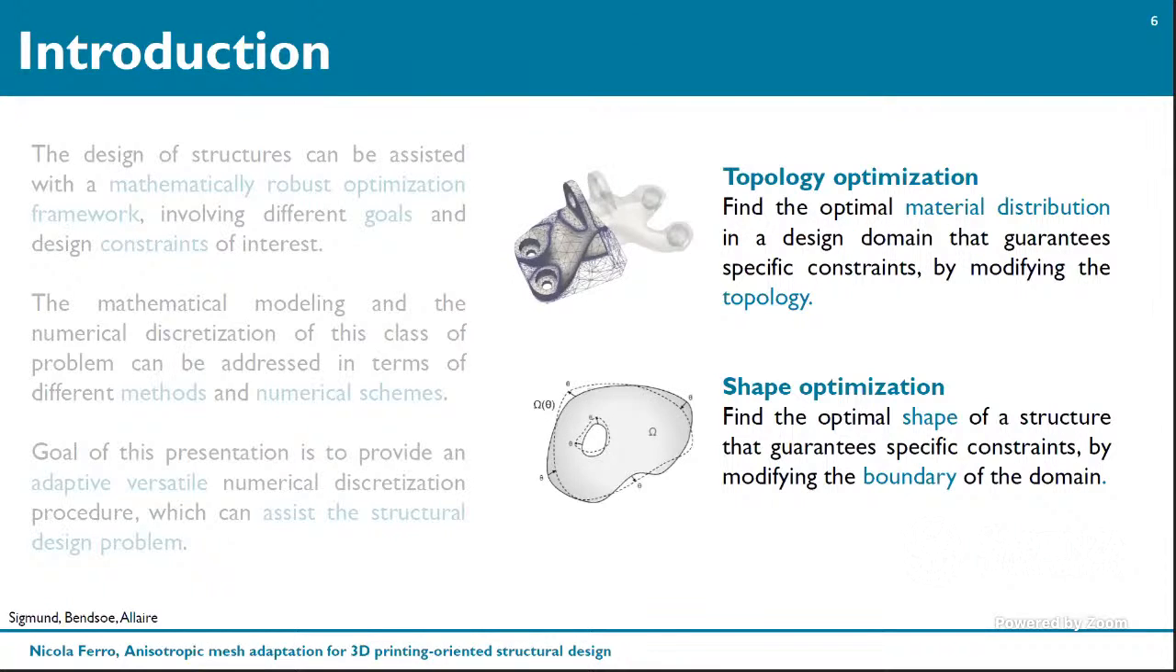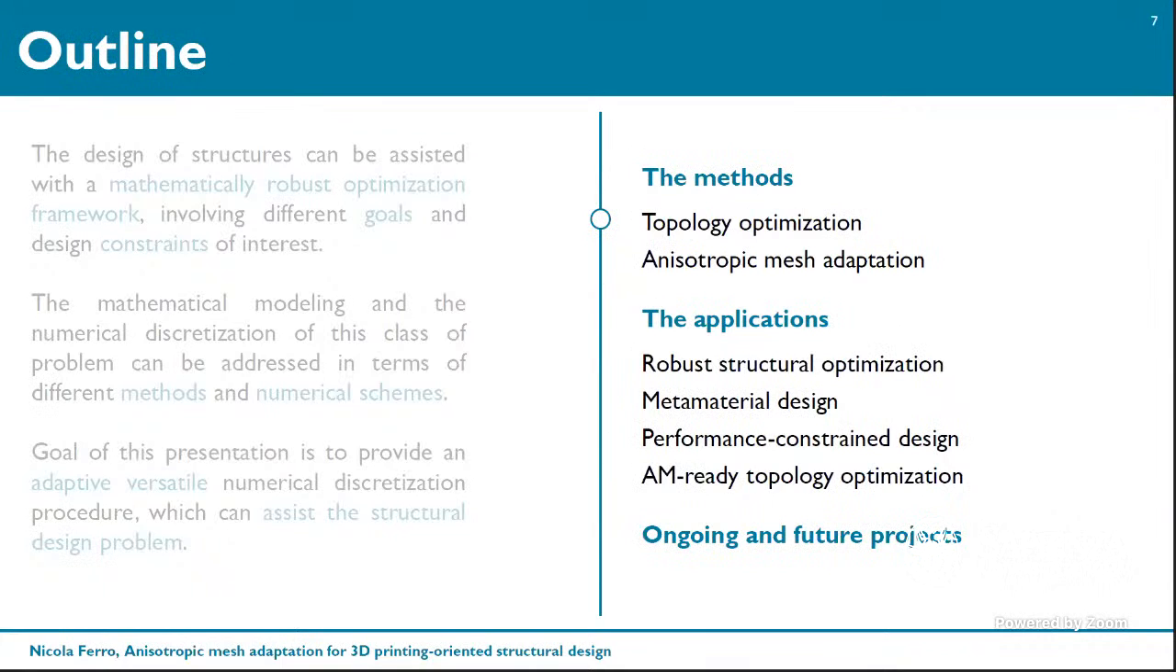First of all, for the outline of my presentation, I will introduce topology optimization in the density-based approach scheme. Then I will detail how the anisotropic mesh adaptation works in a metric-based context, and I will couple it with the topology optimization problem, and I will present some preliminary results that were encouraging enough to move to different applications. So the second part of my talk is completely dedicated to applications, and in particular, I will present how anisotropic mesh adaptation and topology optimization coupled together can be useful for robust structural optimization, metamaterial design, performance constraint design in a multi-constraint, multi-objective design framework, and also how to introduce AM constraints in the topology optimization problem. Finally, I will present, of course, my conclusions and the future developments of this research.